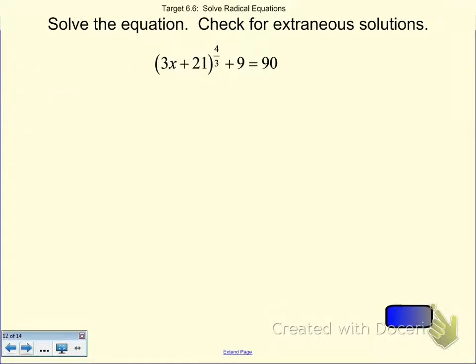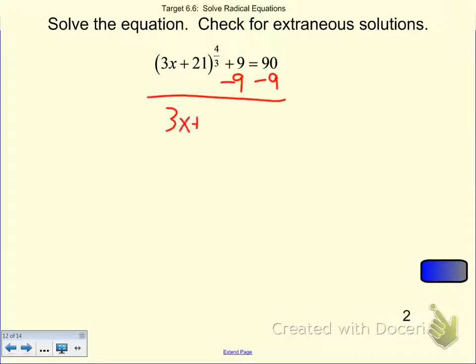Okay, next one. 3x plus 21 to the 4/3 power plus 9 equals 90. Try this one on your own. Check out the answer when you're done. The answer is 2. So if you have 2, you're good to go. If you did not get 2, here we go. We're going to subtract 9 from both sides. 3x plus 21 all to the 4/3 power equals 81.